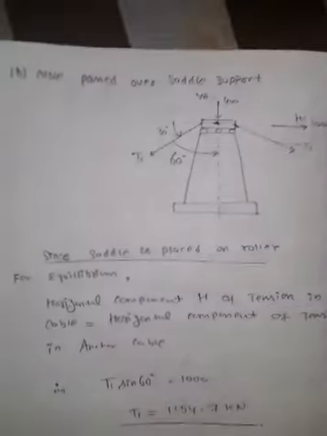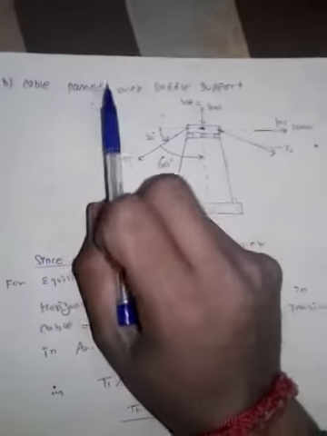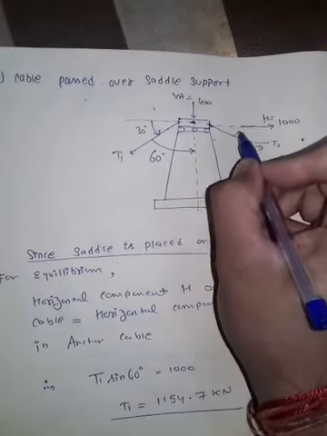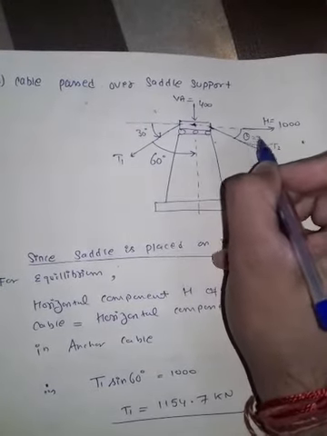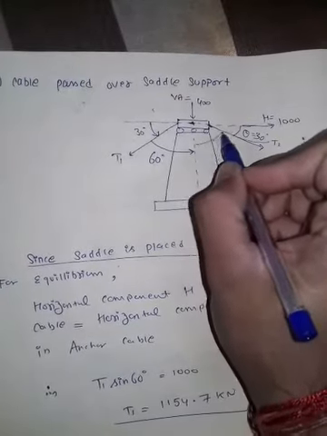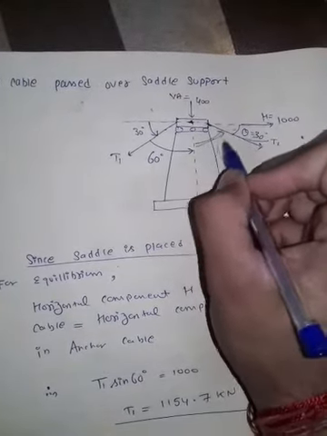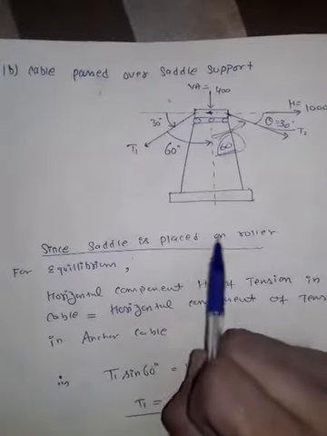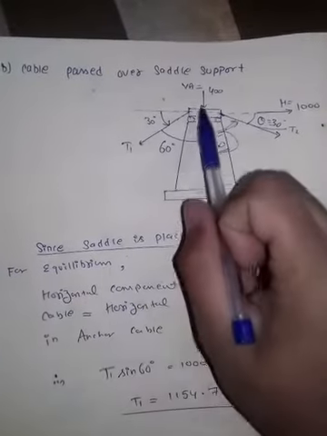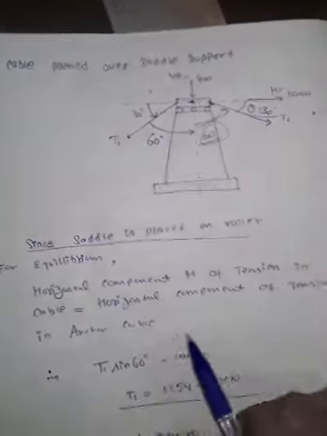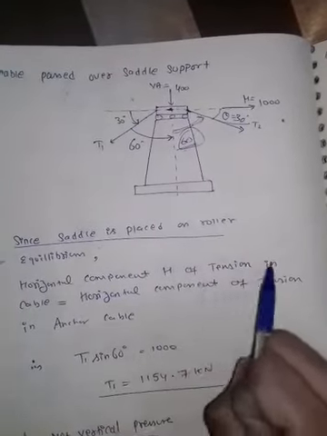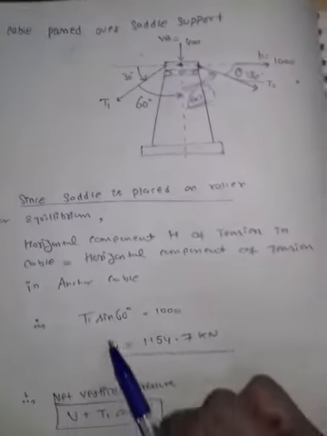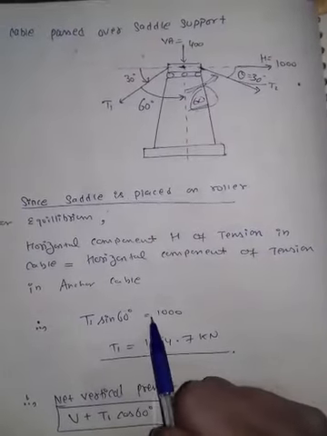Now we take the other case, that is the cable passed over the saddle support. Theta is 60 degree, taking theta from this side: 90 minus 30, that is 60 degree. Since the saddle is supported on the roller, for the equilibrium condition, the horizontal component H of the tension in the cable is equal to the horizontal component of the tension in the anchor cable. So T sin theta is equal to H.